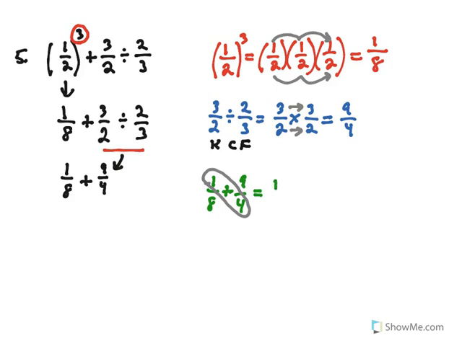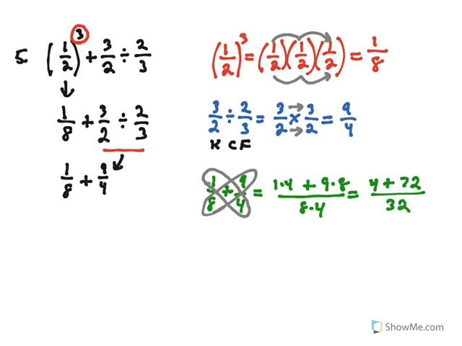So 1 times 4 goes there. Now we're adding, and then we're going to do 9 times 8. Sorry. And then you times the two denominators together. So then just this becomes 4 plus 9 times 8 is 72. 8 times 4 is 32. Okay. And then when you simplify that, that just becomes 76/32.